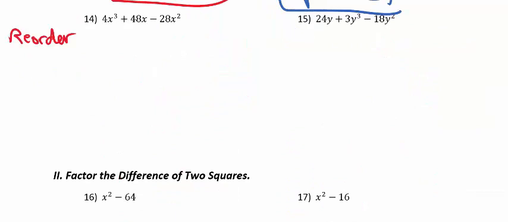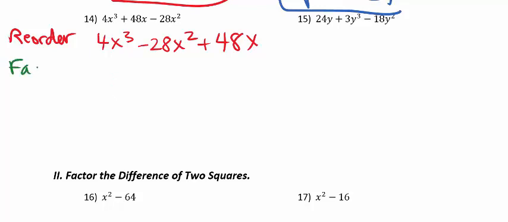So in number 14, before we can factor, we need to rewrite this polynomial in descending order. And we do that by starting with the largest power first. So we have a 4x cubed, and then the next term is going to be a minus 28x squared, because that's the next one in line, and then 48x, so that our powers go down largest to smallest. After we've reordered it, we check to see if we can factor out the GCF, being the greatest common factor.